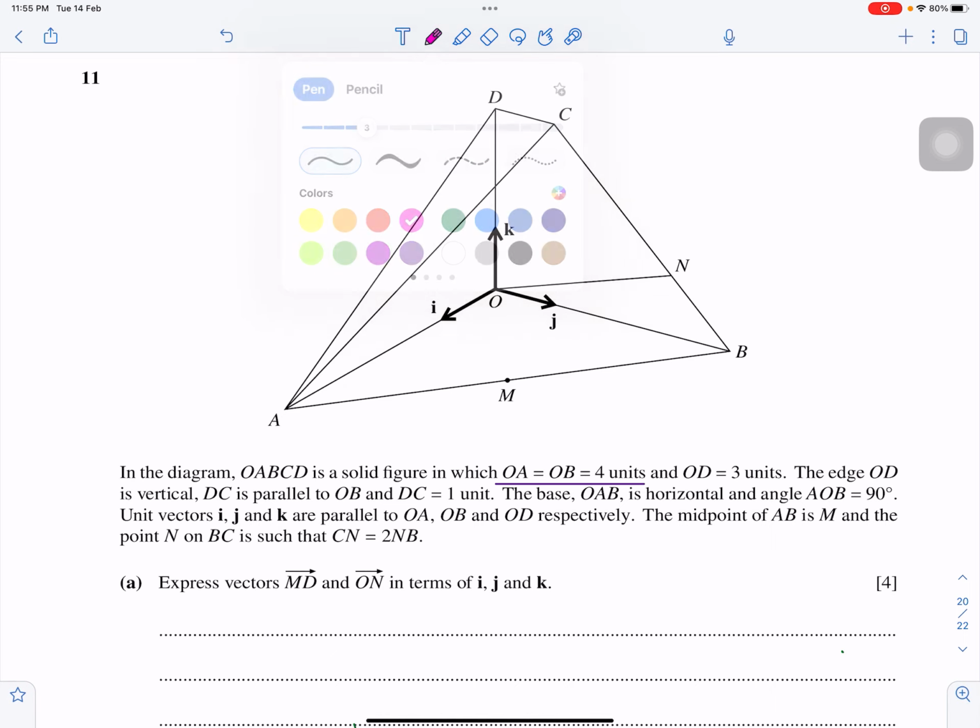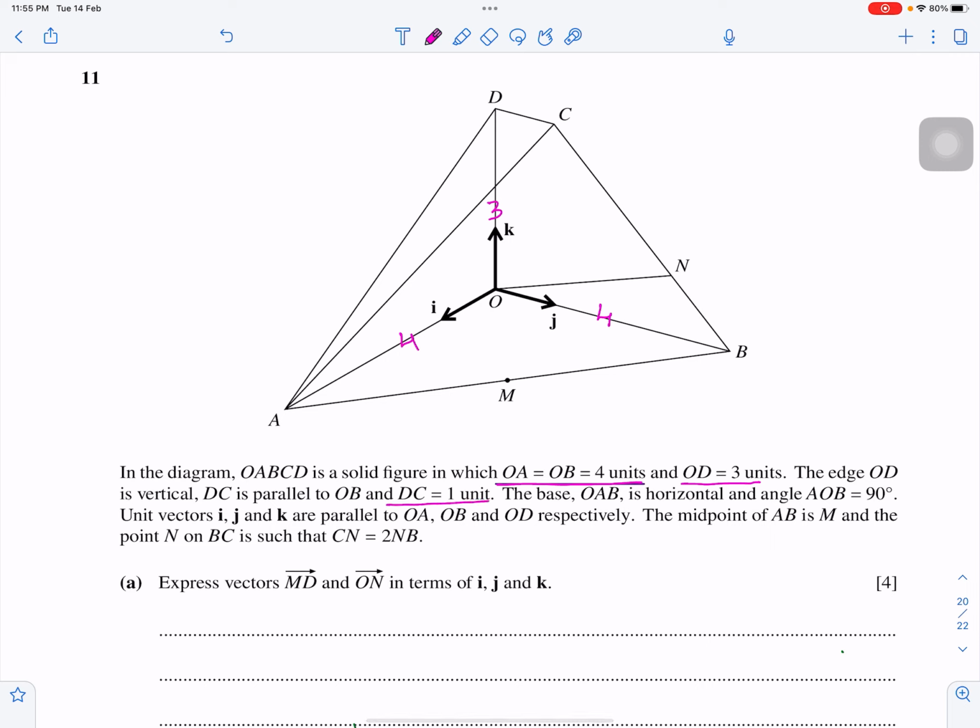Okay, so first of all, OA equals OB equals 4 units. So this is 4J, this is 4I, and OD is 3 units. It means this is 3K. Besides that, it is given DC is 1 unit and it is parallel to OB, right? So this and this are parallel. It means it is 1J, which means just J. And another thing, M is the midpoint of AB. AOB is 90 degrees. And the last important thing, CN equals 2NB.